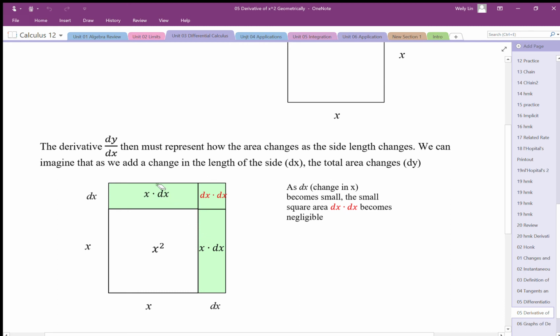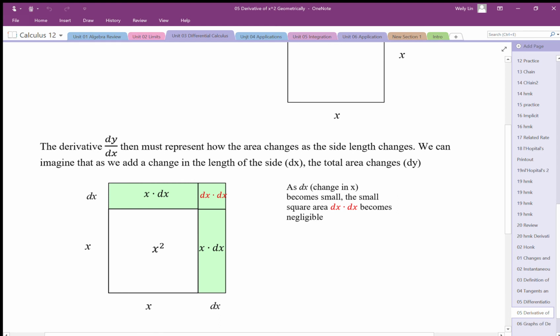And this area is going to be represented by x, so the length here is x, times this little bit of width dx. And this bit of area is the same. It's going to be a length x this way and a width a little bit dx this way. And then we also have this little dx times dx.